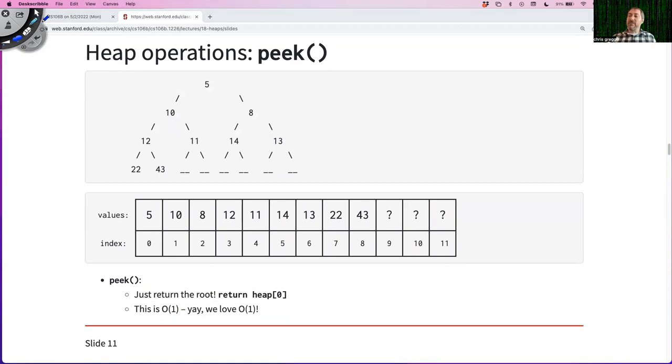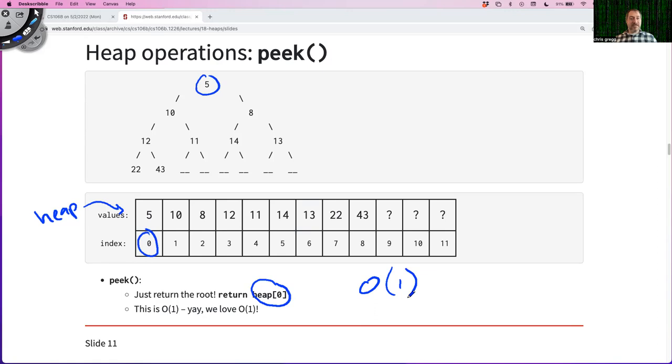All right, so peek. Peek is going to give you the element at the root. No matter what heap you have, where is the element at the root? Always at index zero. So if this was a pointer or an array or a vector, you do heap bracket zero and you return that value. That's peek. This is O(1). This is constant.